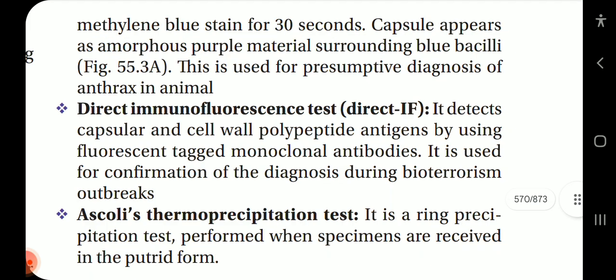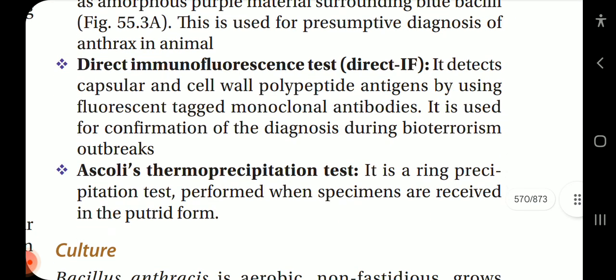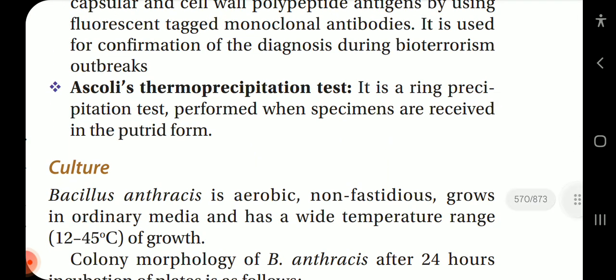Direct immunofluorescence test, direct IF: it detects capsular and cell wall polypeptide antigens by using fluorescent-tagged monoclonal antibodies. It is used for confirmation of diagnosis during bioterrorism outbreaks. Ascoli's thermoprecipitation test is a ring precipitation test performed when specimens are received in putrid form.